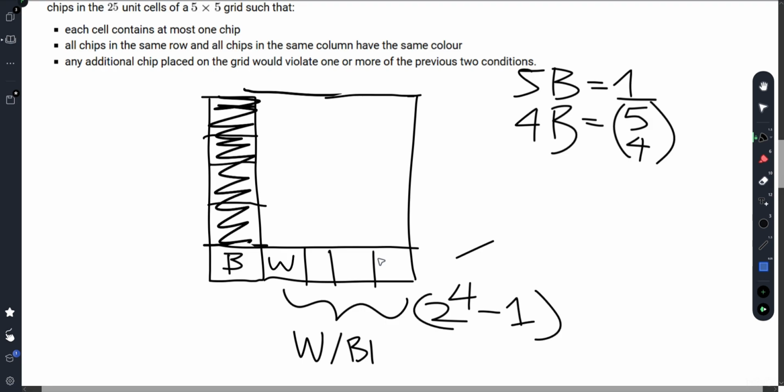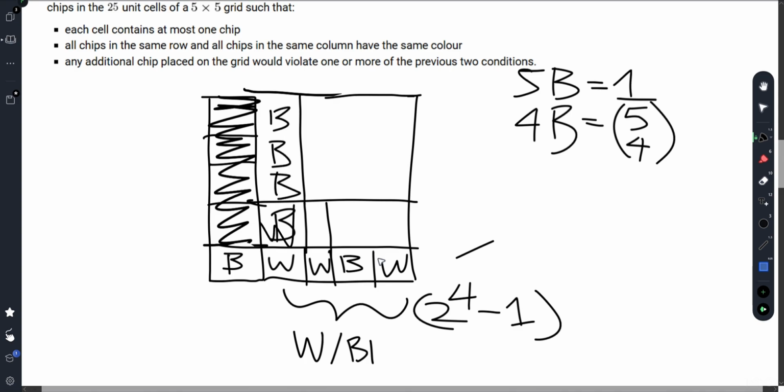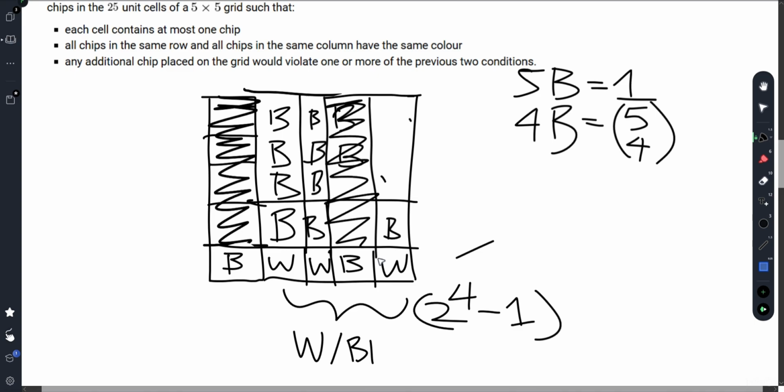So let's say we have white, white, blank, white. Now for this square, this would have to be blank, and all these have to be blank, because if this was white, this would violate this condition. So blank, blank, blank, blank. We see here these all have to be black. And blank, blank, blank, blank. So this satisfies the condition. So this is just times 15.